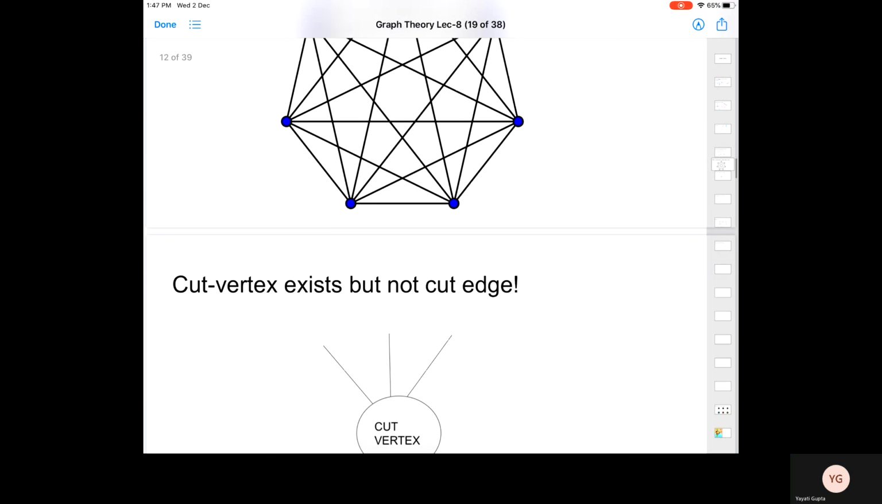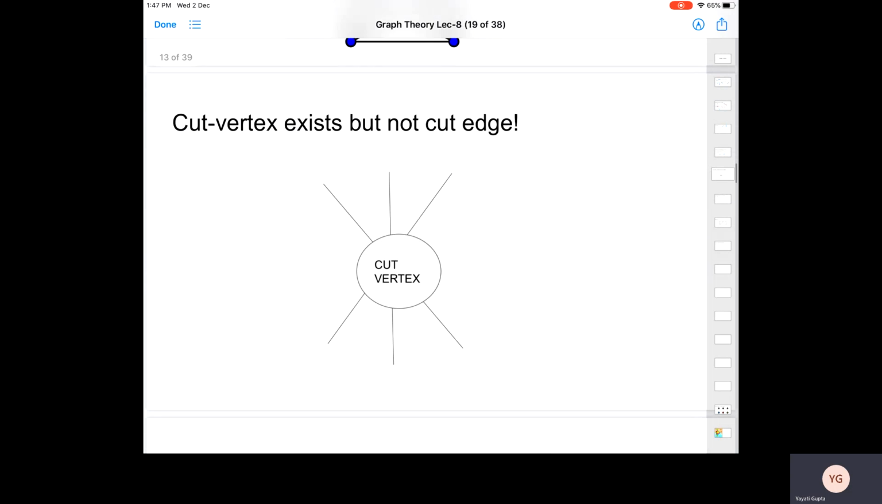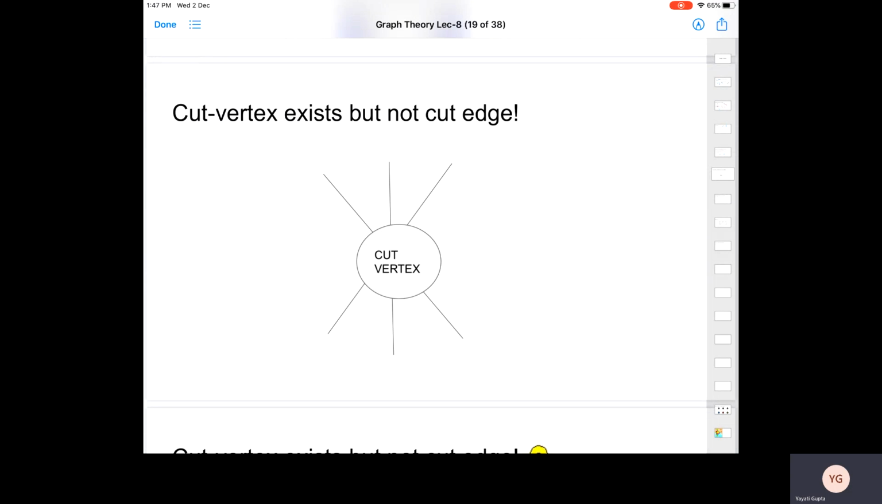Okay, let's look at here. Is it possible that a cut vertex exists in a graph, but there is no cut edge? Let's say this is a cut vertex and these are all the edges which are incident on this cut vertex. Do you think that all of these edges should be cut edges or at least one of these should be a cut edge? As an example, let me take a star graph. I have a star graph here.